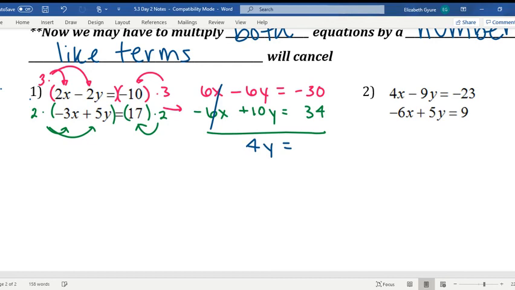equals, that's okay, Jaden. And then negative 30 plus 34. What is negative 30 plus 34? Yeah, thanks, Jake. It's 4. All right, good. Now, what do we need to do?